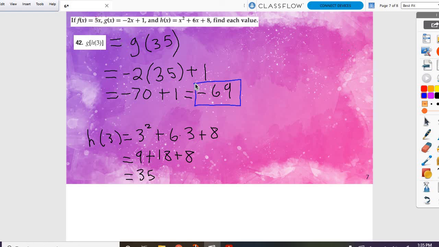We always want to start with the inside first, figure that out, okay? And then we're going to plug whatever we got into our other function. And this works, like we've looked at, with both numbers and expressions.